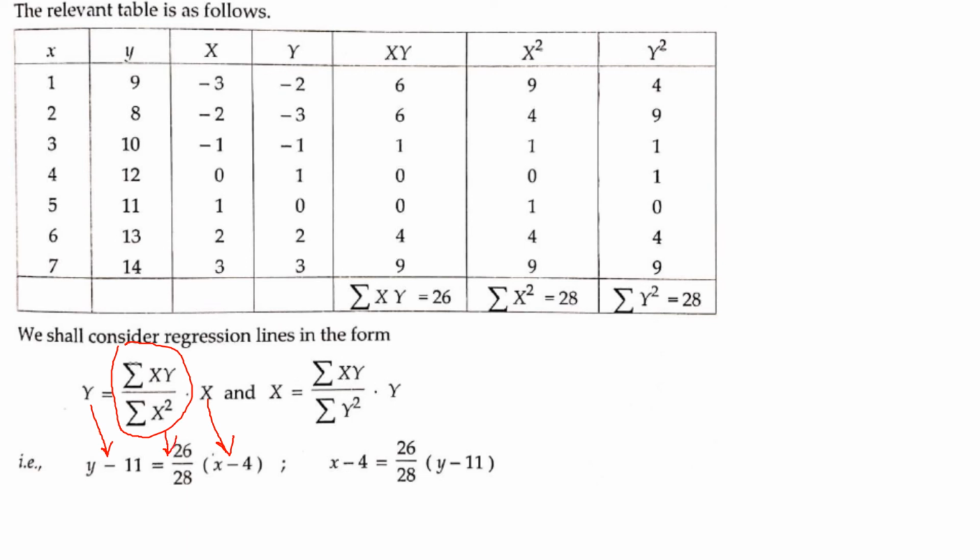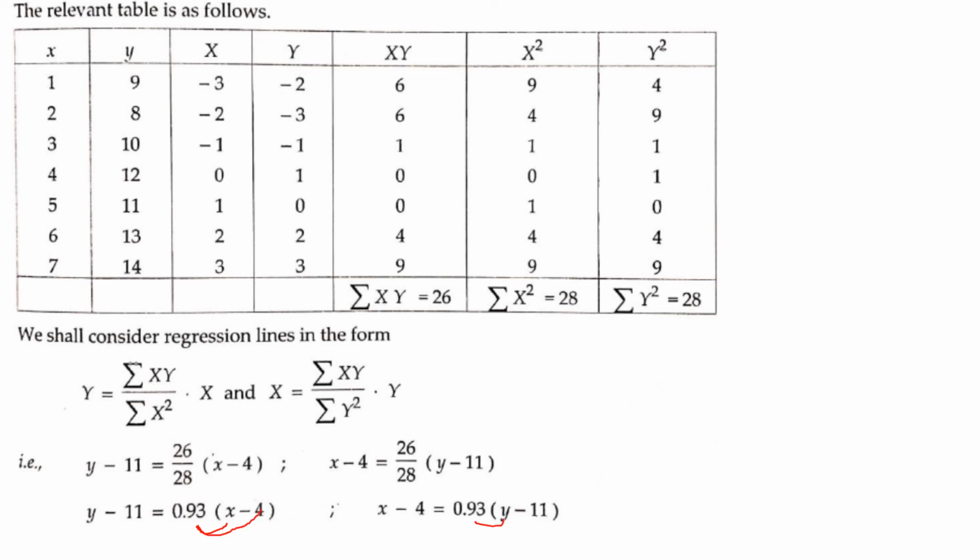In the other line also, we replace capital X by x minus x bar. X bar is 4, and capital Y by y minus y bar, where y bar is 11. This is our capital Y, and this is our capital X, that is x minus x bar. If we further simplify, we get this, and again if we multiply this inside and further simplify, we get the lines of regression as this.